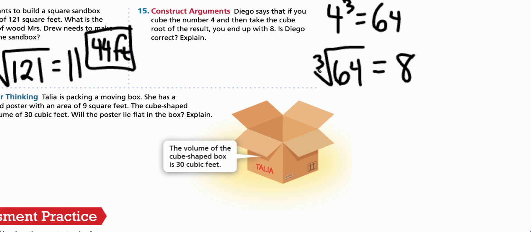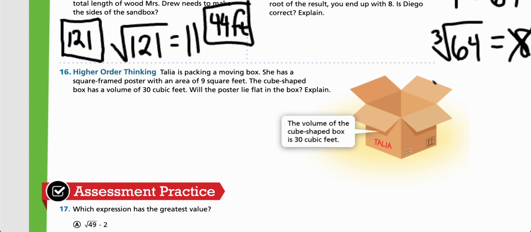But what is the cube root of 64? It's got to be 4. Cubing a number and cube root have to be inverse operations. You got to get the same numbers. So this is incorrect. Cube root of 64 would be 4. The square root of 64 is 8. Make sure that you're working with the right operation. You got to know the difference between square root and cube root.